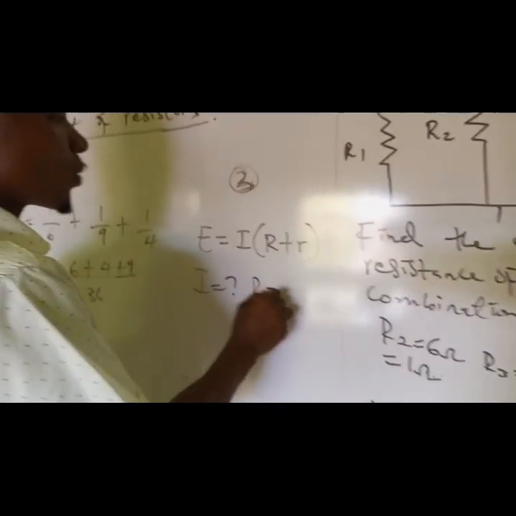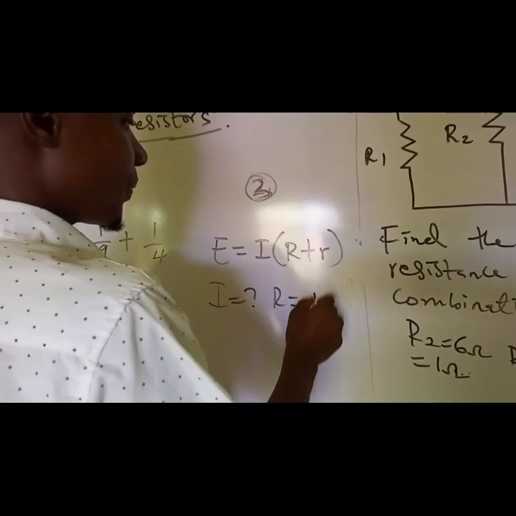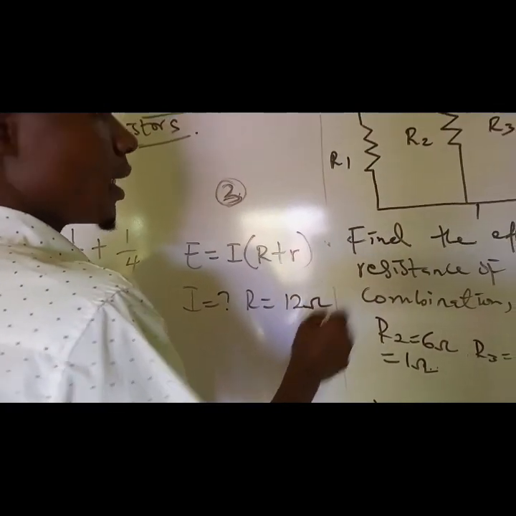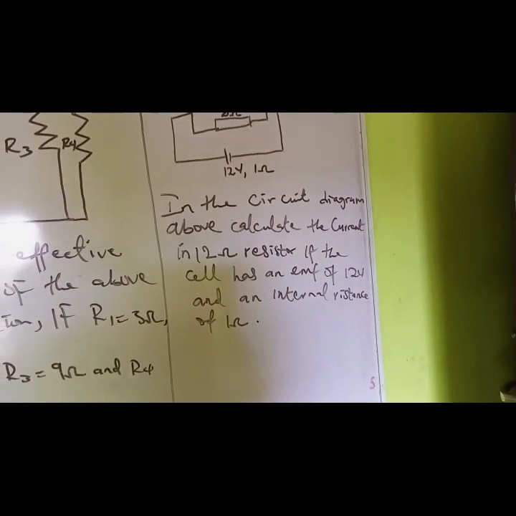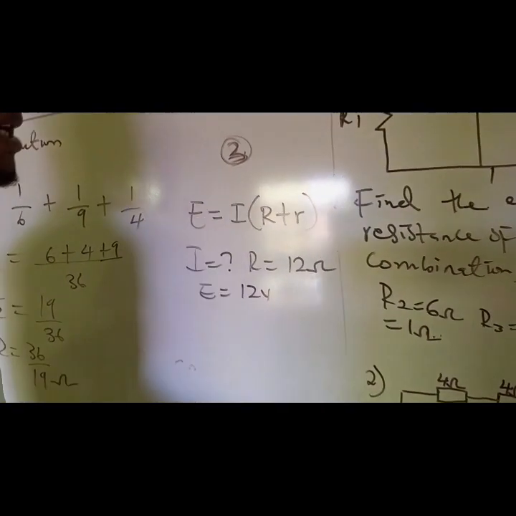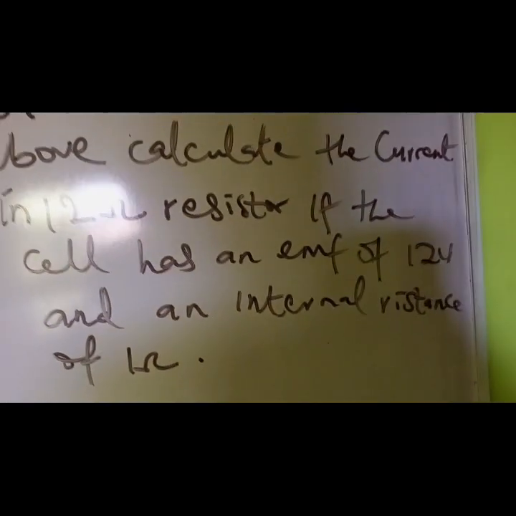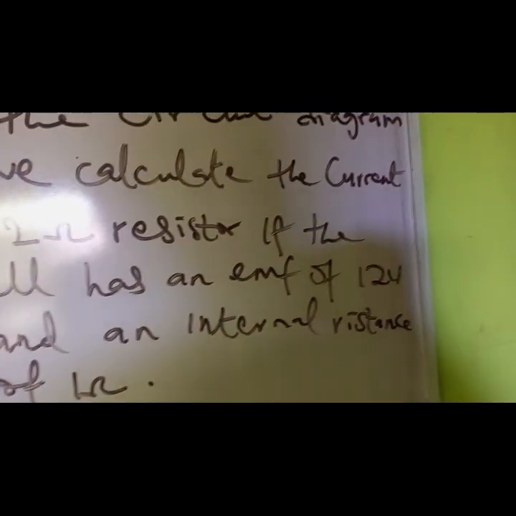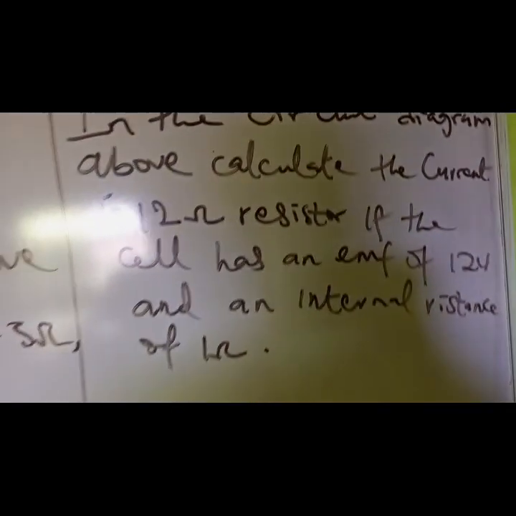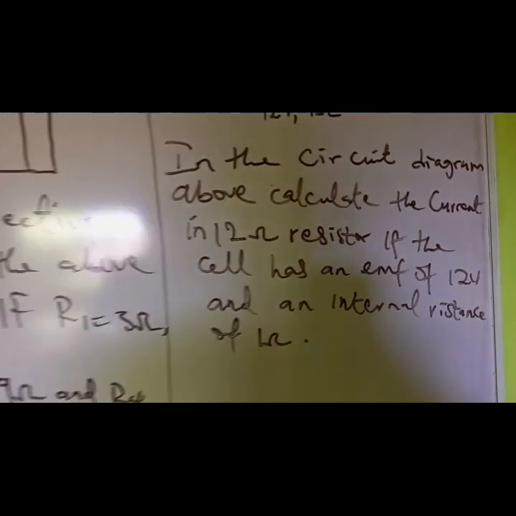So that means this external resistance is what? 12 ohm. Then we are told that if the cell has an EMF of 12 volts, that means that the EMF is what? 12 what? Volts. And we are also told an internal resistance, that means the small r is what? 1 ohm. So with this information we have gathered, it will be easier for us to start substituting.